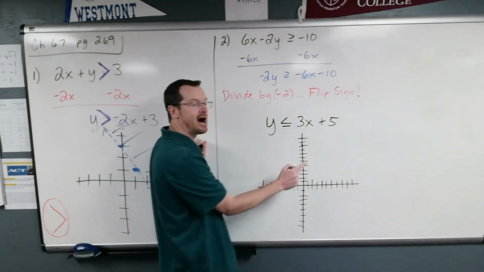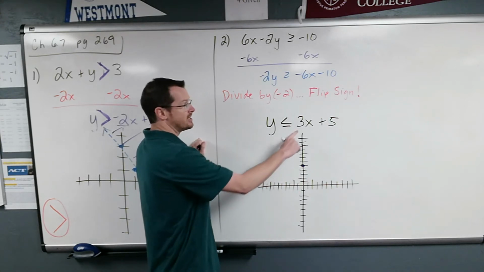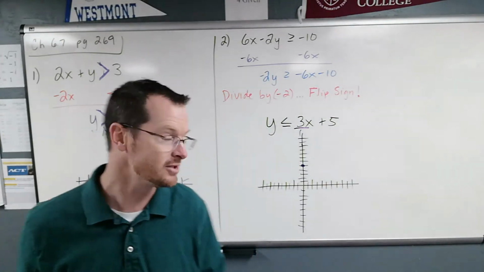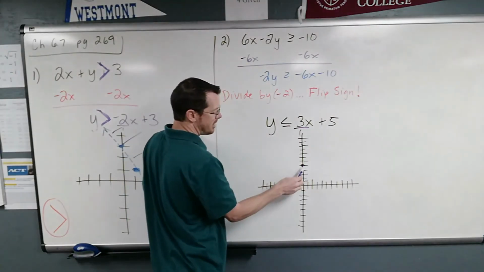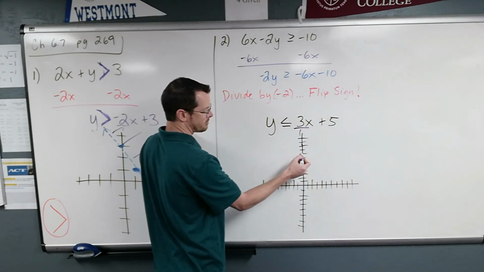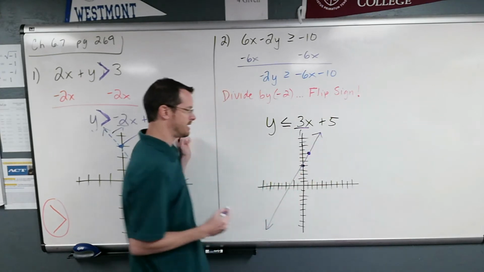I'm going to start off at 5. So 1, 2, 3, 4, 5. Put a big old fatty dot there. And then this is really 3 over 1, right? The fraction for the slope is 3 over 1. So I'm going to go up 3. So rise 1, 2, 3. And I'm going to go over 1. So rise up 3 over 1. Put another big old fatty dot, and that's my line. So that's my line there.